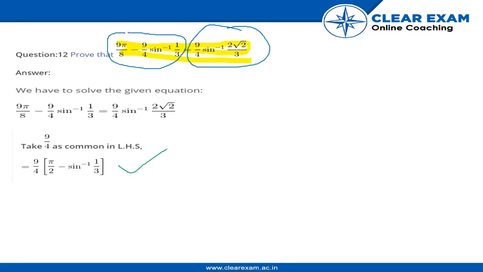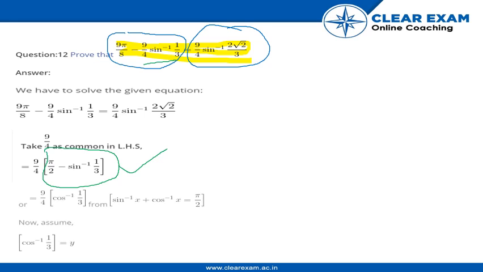When we take 9 by 4 common from the first term, we get pi by 2 here. And from the next term, we get only sine inverse 1 by 3. Now you can see that we have something like pi upon 2 minus sine inverse 1 by 3. I hope this must have triggered an idea in your mind. That is, sine inverse x plus cos inverse x is equal to pi by 2. We can simplify this term and write it as one term with the help of this identity.